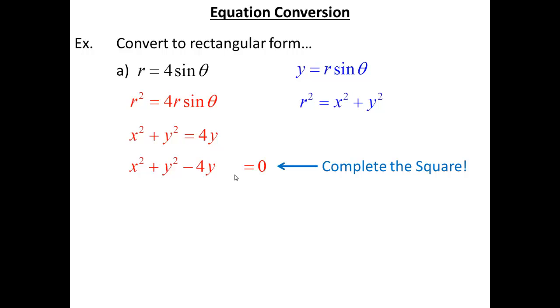I'm going to make a little space for my c value. And I'm going to take that b value, -4, cut it in half, which is -2, and -2 squared is +4. So whatever the b value is, cut it in half and square it. To complete the square, we take the b value, cut it in half, and square it. -4 cut in half is -2, squared is +4, and if I add 4 to the left side, I have to add 4 to the right side.